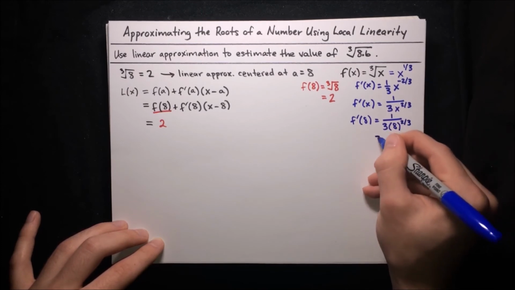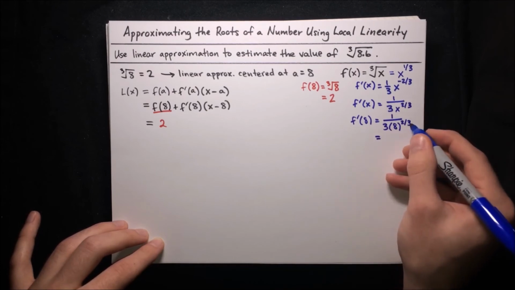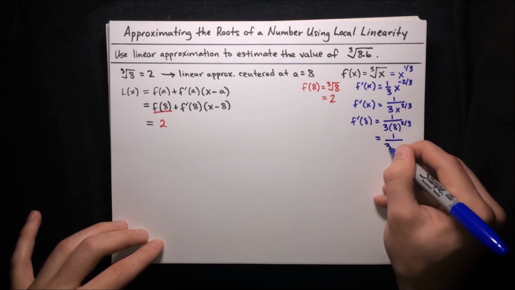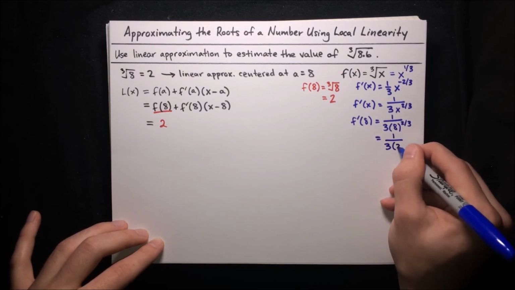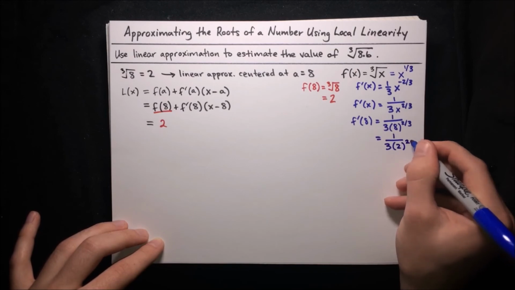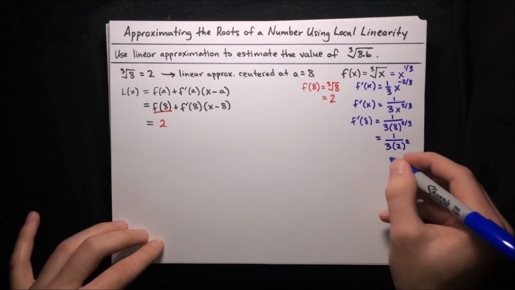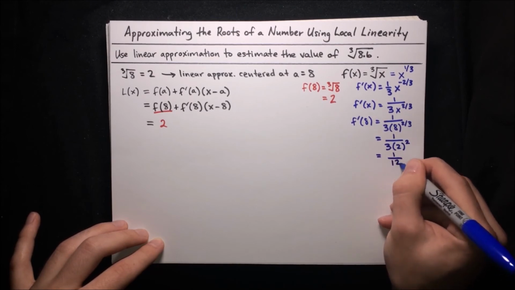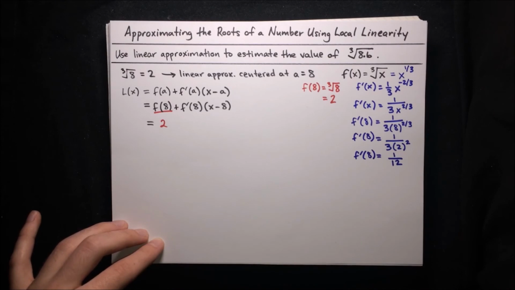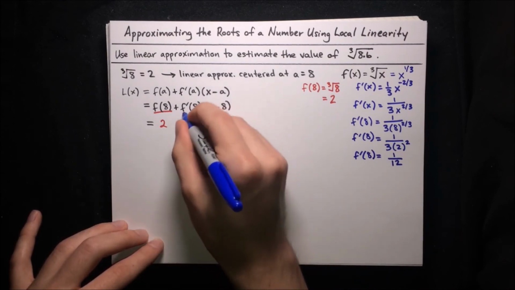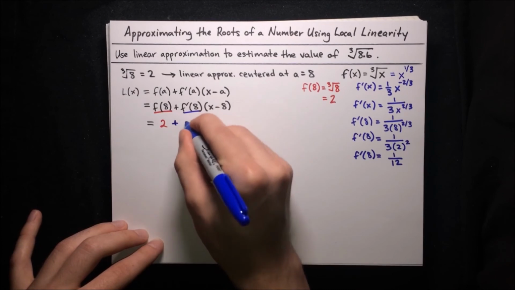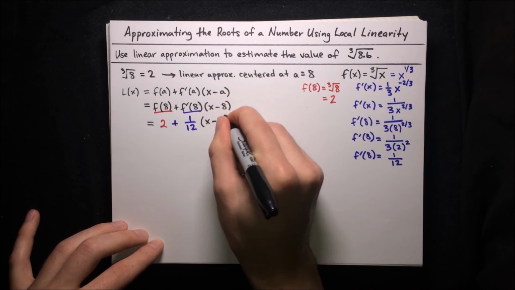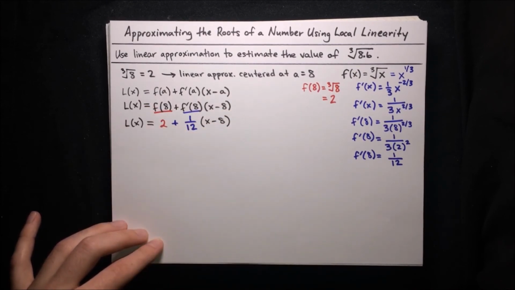And what's 8 to the 2/3? Let's just go ahead and do the denominator of that power first. What's 8 to the 1/3? 8 to the 1/3 is just the cube root of 8, which is 2, to the power of 2. That's the remaining numerator in the exponent. 1 over 3 times 2 squared, well that's just 1 over 3 times 4, which is 1 over 12. So f prime of 8 is equal to 1/12, and we can just go ahead and put that up here for f prime of 8. So plus 1/12 times x minus 8. So that's our linear approximation for any general point x.